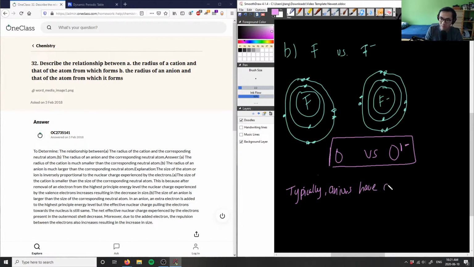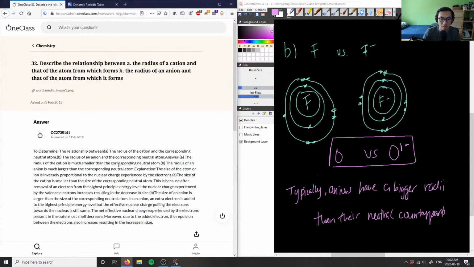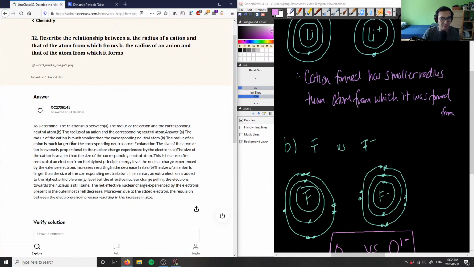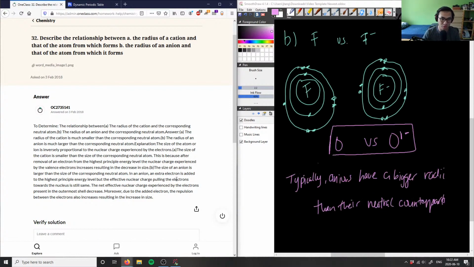Anions have bigger radii than their neutral counterparts. That's going to be the answer for this problem here. As you can see, A says the radius of the cation is much smaller than the corresponding neutral atom, which is good. So we said it was a smaller radius. And B says the radius of an anion is much larger than the corresponding neutral atom. So I said it was larger, which is good.